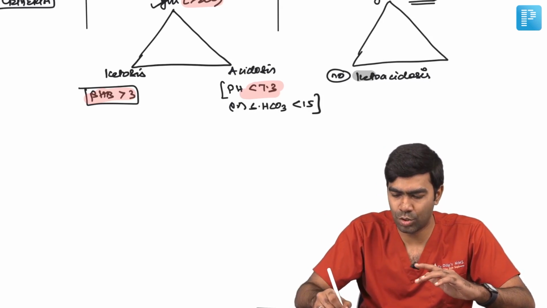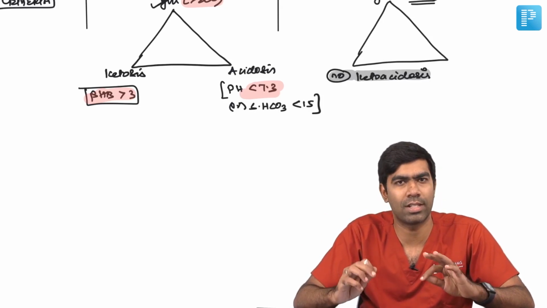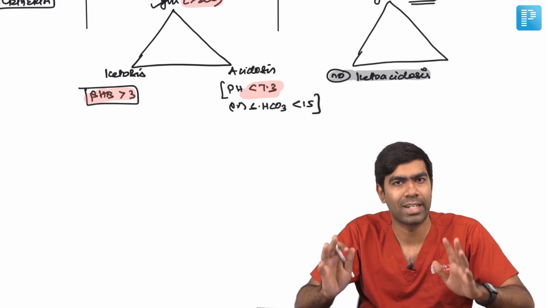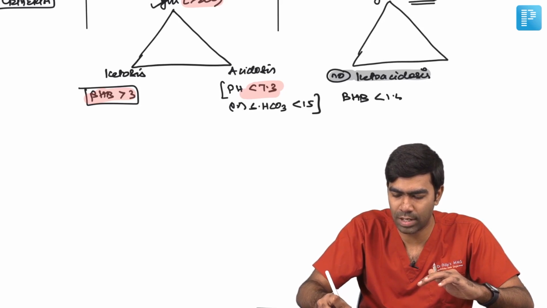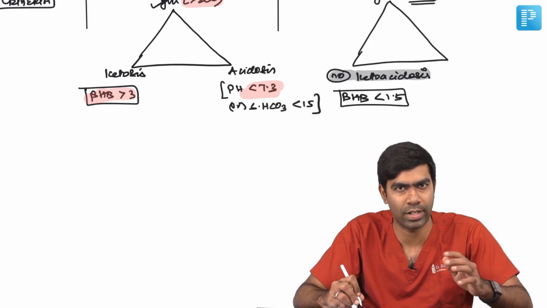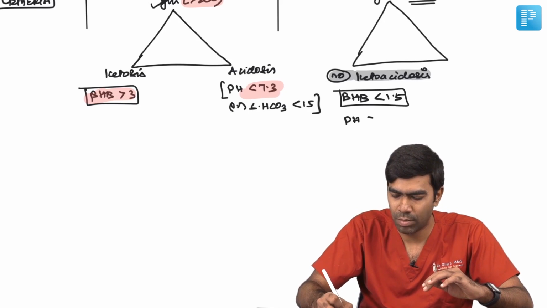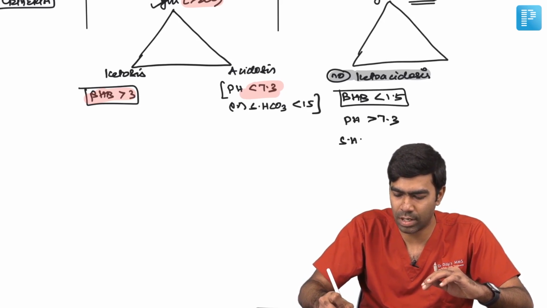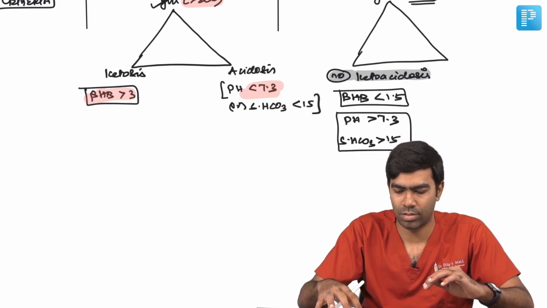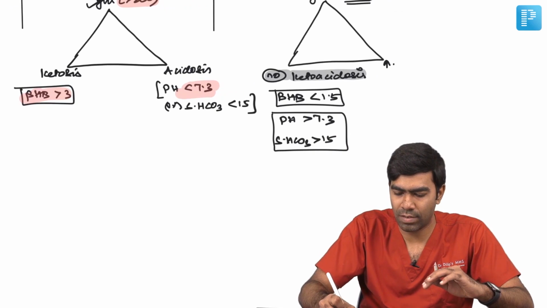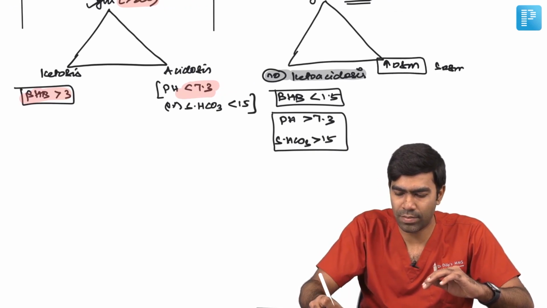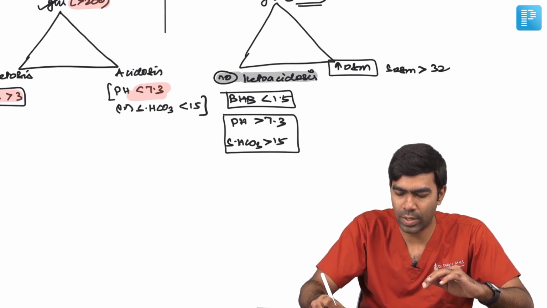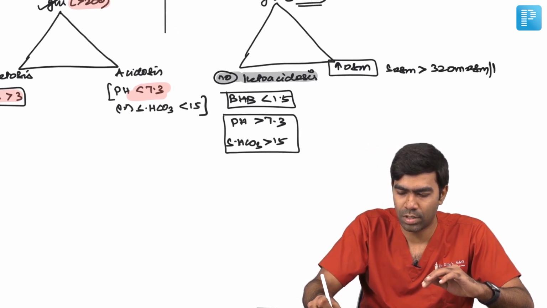So by definition, HHS should not have any ketoacidosis because there is some insulin that can stop the lipolysis and ketoacidosis from happening. So by definition, there should be no ketosis, means beta hydroxybutyrate should be less than 1.5, which means there is no significant ketosis, and the pH should be more than 7.3 and the patient's serum bicarbonate should be more than 15 to diagnose it's a HHS. And number 3, patient should have hyperosmolarity. That's the defining feature of HHS, where the serum osmolality by definition should be more than 320 milliosmoles per kilogram.